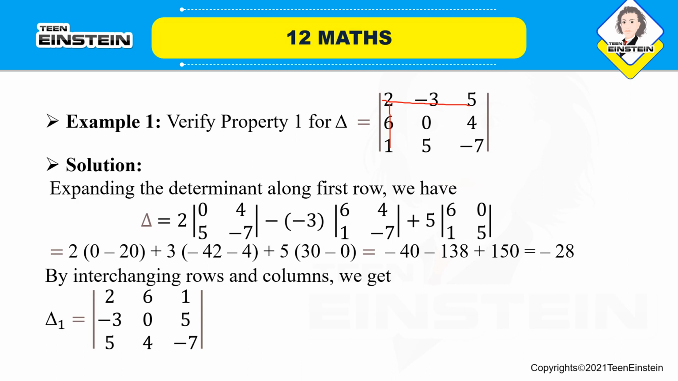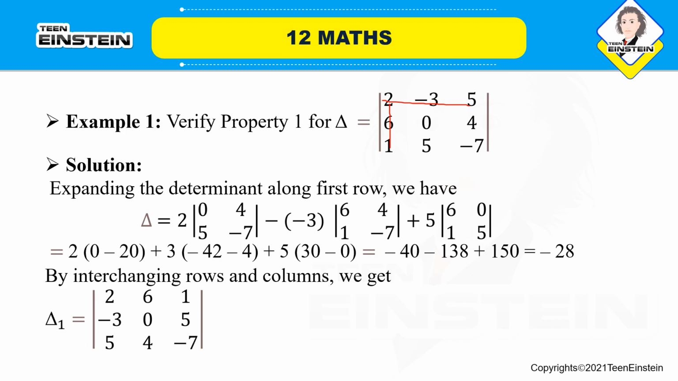Then in the next position, that is in the 1 2 position, we have the element minus 3. And for this position you will have minus sign, so minus of minus 3, delete the row and the column having the element minus 3. So you will be getting 6 4 1 minus 7. Plus, in the 1 3 position we have the element 5. For this position we have positive sign, so what you are getting is 6 0 1 5.